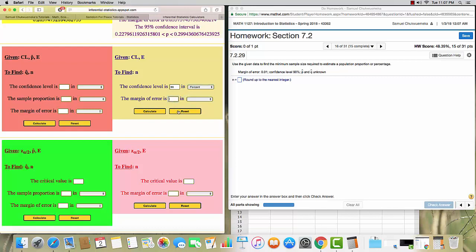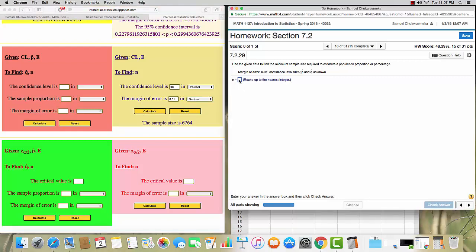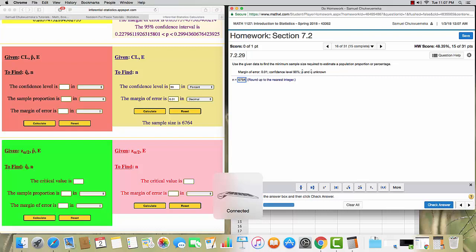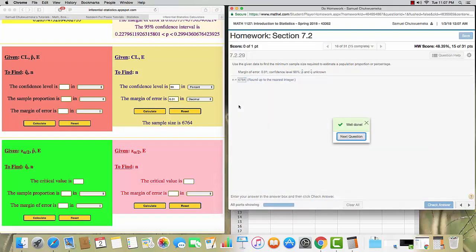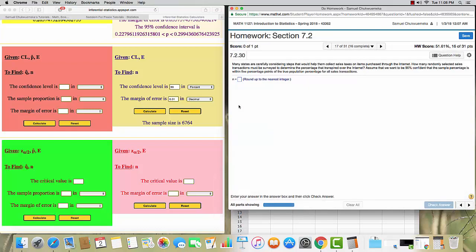Margin of error is 0.01. And when you select this, please select decimal, not percent. Select decimal. Okay? Calculate. So sample size is 6764. Right? Enter.